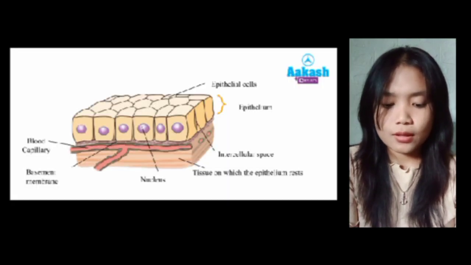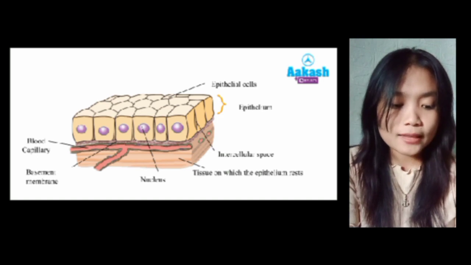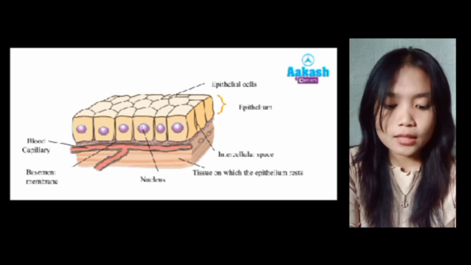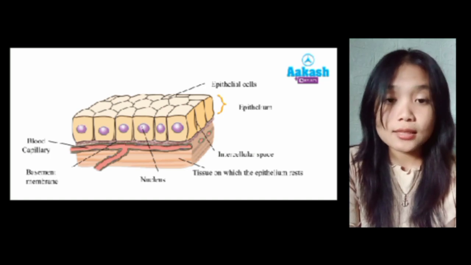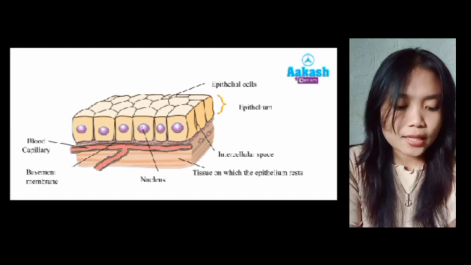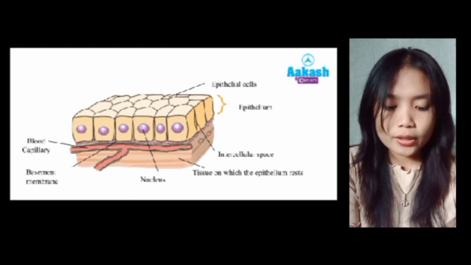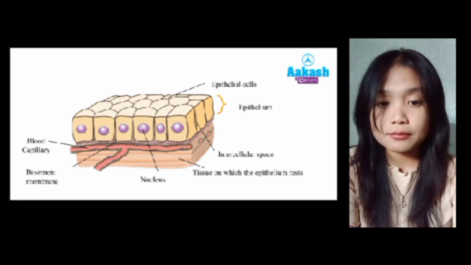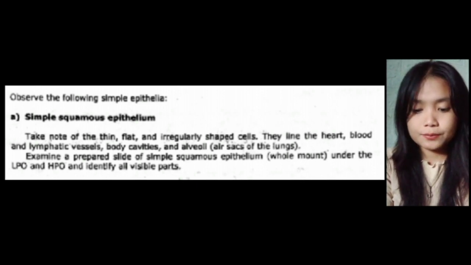Okay, so the epithelium is a type of body tissue that forms a covering on all internal and external surfaces of your body, lines body cavities and hollow organs, and is the major tissue in glands. Observe the following simple epithelia.